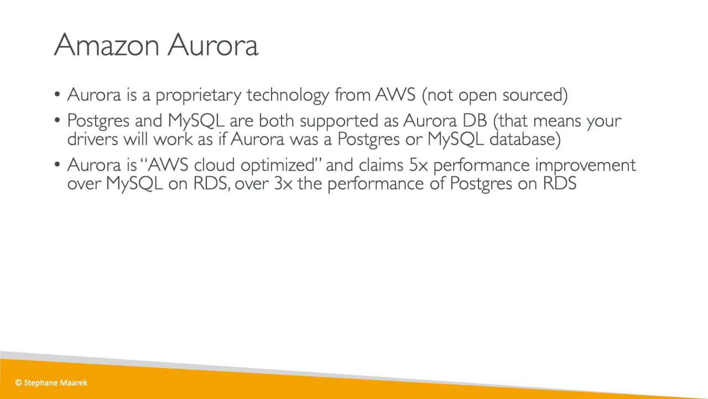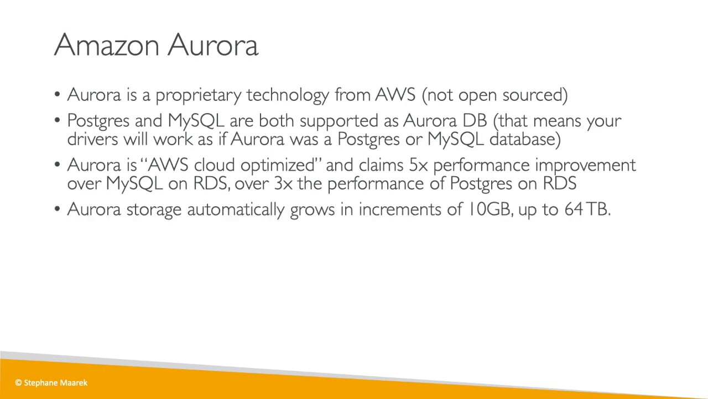Aurora is very special, and I won't go too deep into the internals, but they made it cloud optimized, and by doing a lot of optimization and smart stuff, they get 5x performance improvements over MySQL on RDS or 3x the performance of Postgres on RDS. Not just that, but in many different ways, they also get more performance improvements. To me, it's really, really smart, but I won't go into the details of it.